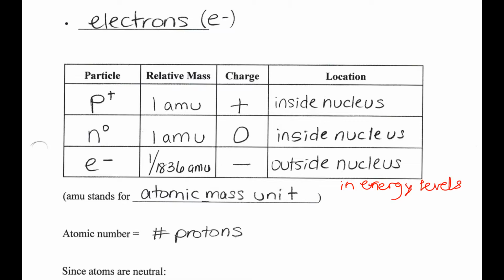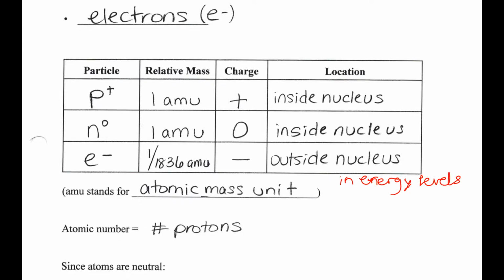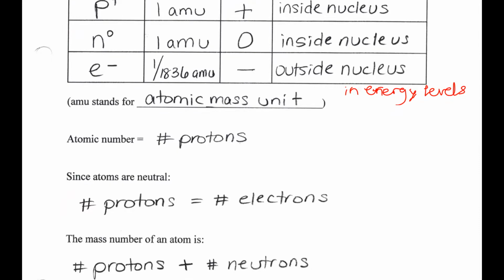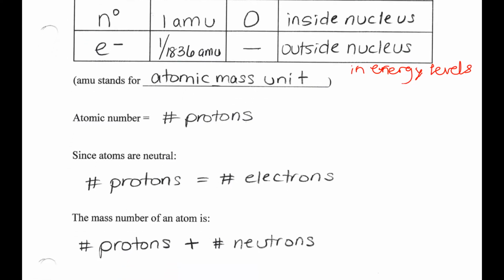Okay. Now, AMU stands for atomic mass unit. Now the number of protons is the atomic number. So if you look on the periodic table, hydrogen has an atomic number of 1. That means it has 1 proton. Helium has an atomic number of 2. That means it has 2 protons. Now, since atoms are neutral, the number of protons equals the number of electrons. So since hydrogen has 1 proton, it has 1 electron. Helium has 2 protons and 2 electrons. Everything's got to even itself out.